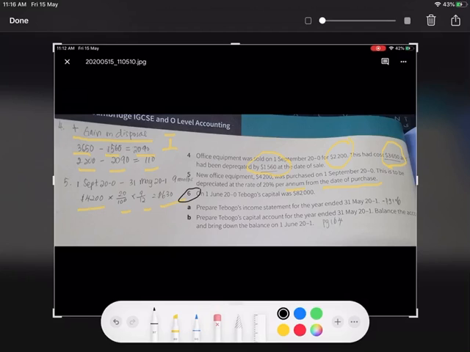If you do not remember how to prepare the income statement and the capital account to record the profit for the year and drawings, please refer to this page. Please do not make assumptions. You must ask questions, look for the format, and look for the right answers before you submit your answers to me. Okay, thank you.